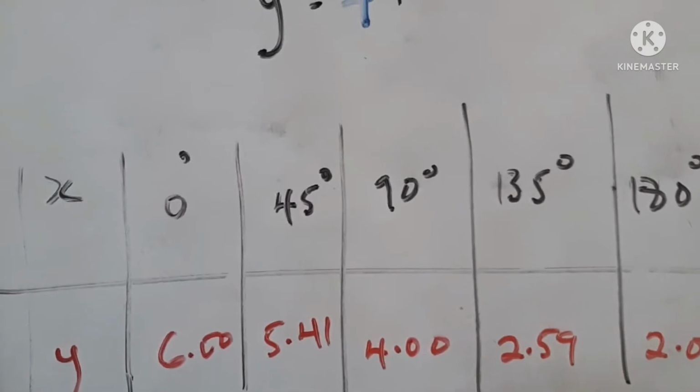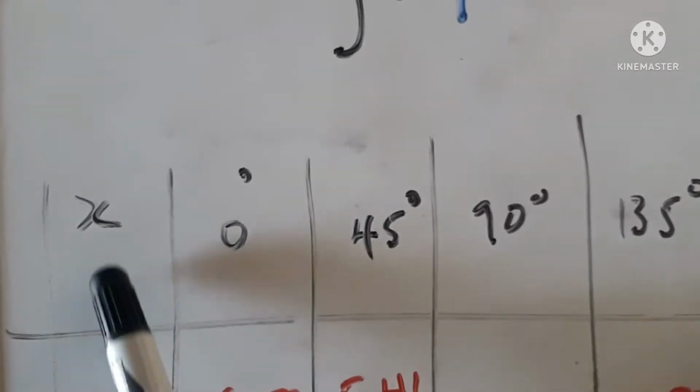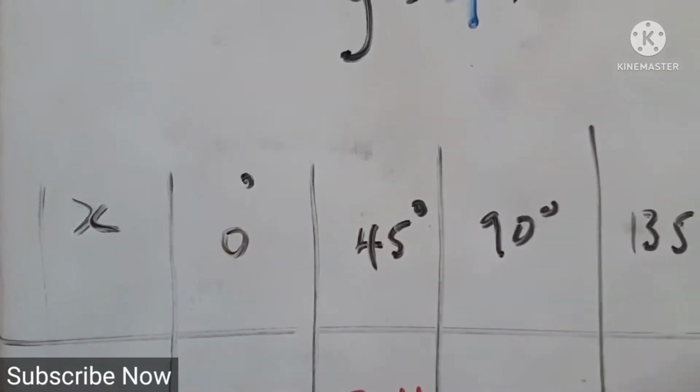So I have this beautiful table here, so let me explain this one. Here we have the x, and as I said, this can be the woman.